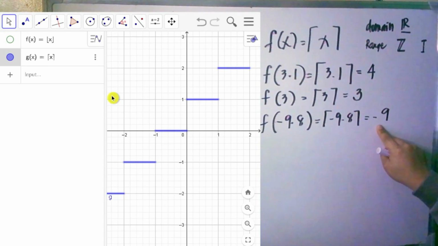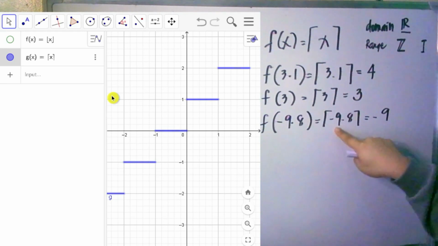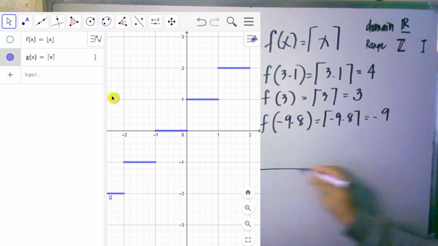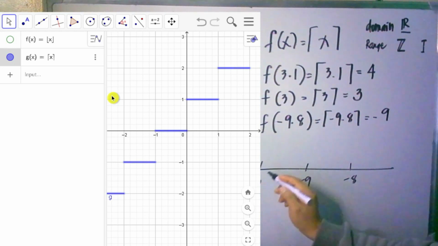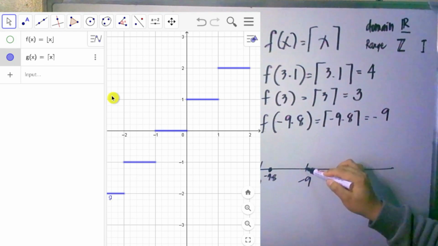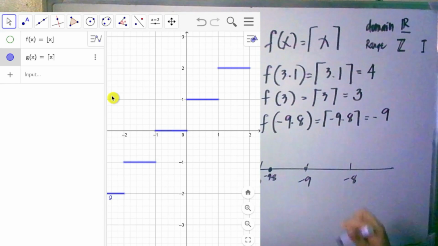Parang ni-round off natin pataas, di ba? Because negative 9 is higher than negative 9.8. So basically, in our number line, that's negative 8, that's negative 9, that's negative 10. Our input is somewhere here, negative 9.8. Ang kukunin natin, yung sagot natin, ay yung pinakamababa pero mas mataas pa sa input natin. So negative 9 is near to negative 9.8. So hindi ito yung sagot. Hindi rin ito yung sagot, no?